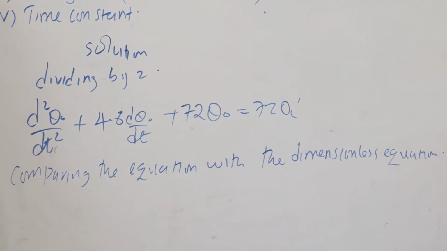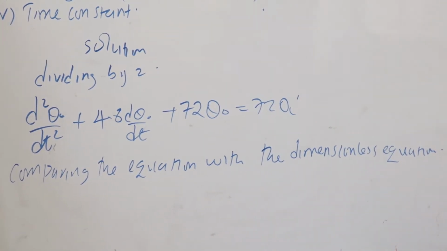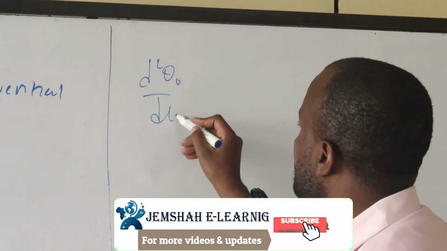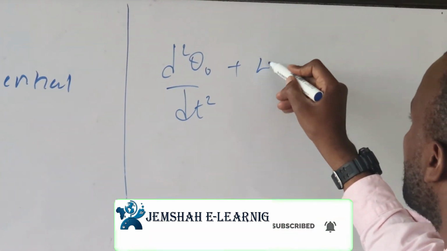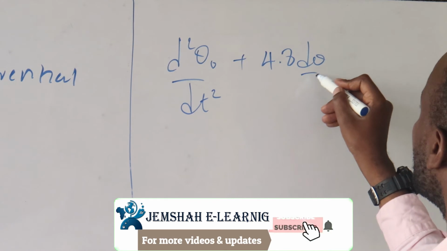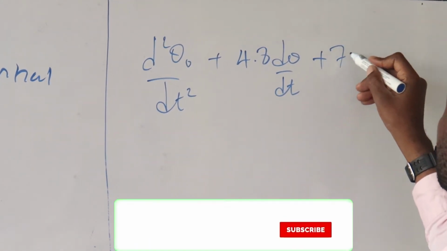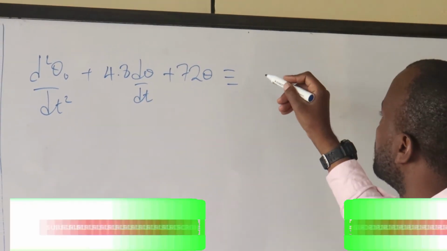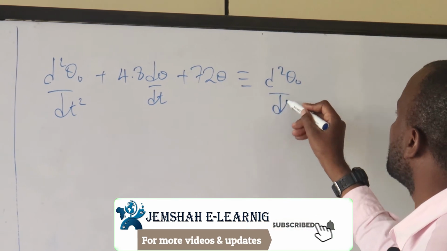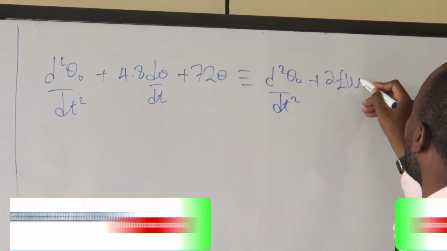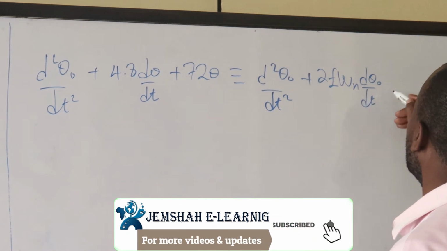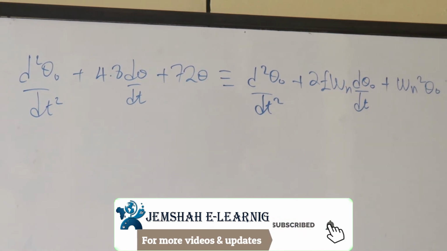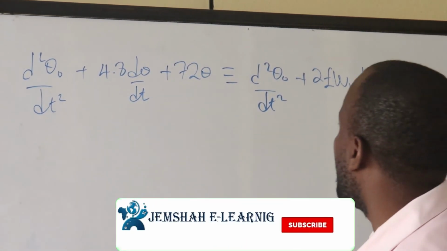So you are supposed to compare this one with the dimensionless equation. The dimensionless equation here is going to be d squared theta naught over dt squared plus 4.8 d theta naught over dt plus 72 theta naught. Then you compare that with d squared theta naught over dt squared plus 2 zeta omega n d theta naught over dt plus omega n squared theta naught. So that is what you are supposed to compare. If you compare that, you'll have the two equations.